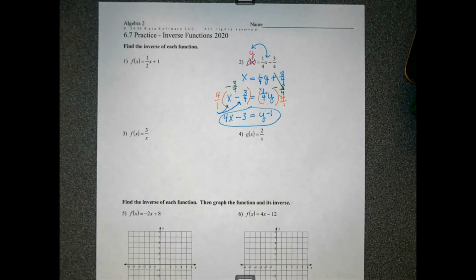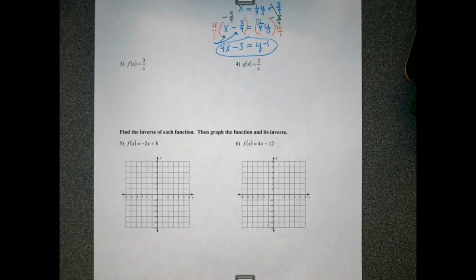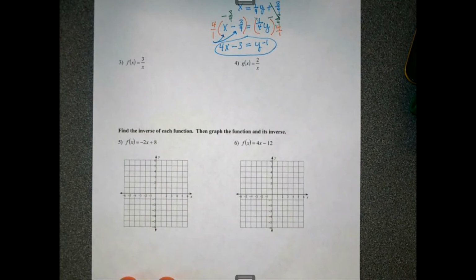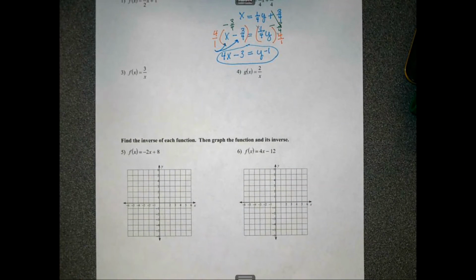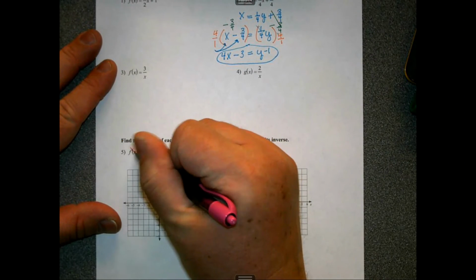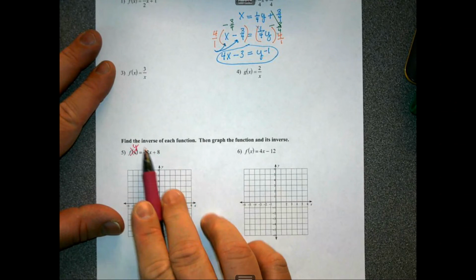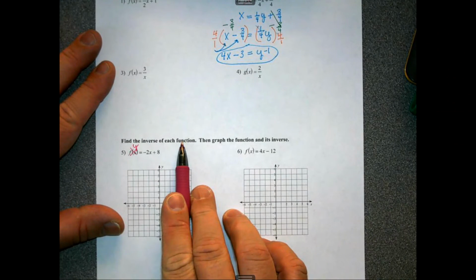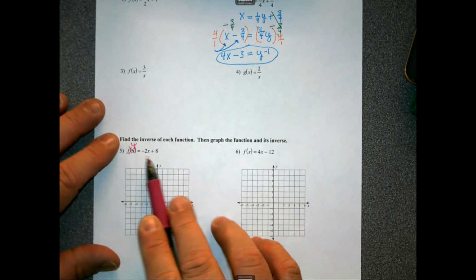Okay. I'm going to do another one for you. I'm going to do number 5. I'm going to do one of the graphics. All right, so the first thing I'm going to do is put a y here. So I have y equals negative 2x plus 8. It says find the inverse of each function. Then graph the function and its inverse. Well, I'm going to graph this.